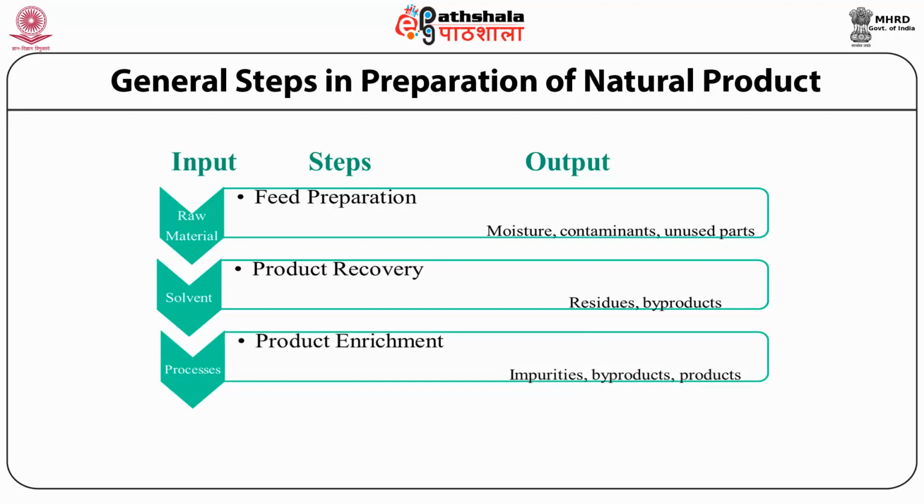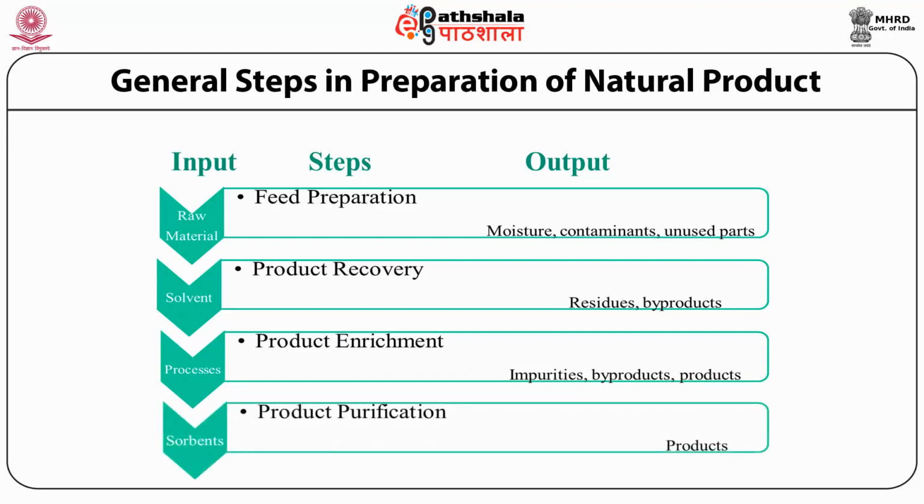Here you resort to different processes which are specific for different products, and you are into removal of impurities, removal of byproducts, or you can get the first crop of the products. And the last one is purification, where you can use solid phase extraction or different types of solvents, so that you get products which are highly pure or relatively pure. So this is an outline or block diagram of different steps. These are general steps used in the preparation of natural products.